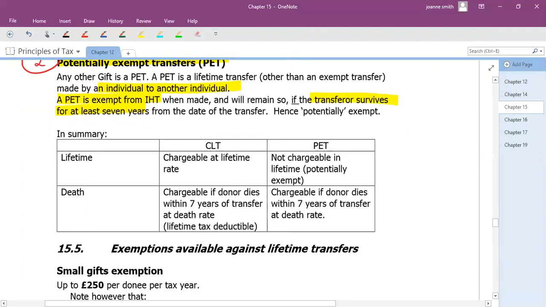So this is quite a nice little summary. If you've got a CLT, it gets taxed in the lifetime. Depending on whether it's the donor or the donee paying, it will be 20 or 25%. And then it will be taxed again if you die within the 7 years of the gift, at the death rate, which is 40%. With a PET, it's exempt when the gift is made, and it will only be chargeable if you don't survive the 7 years. And then again, that will be at the death rate of 40%.